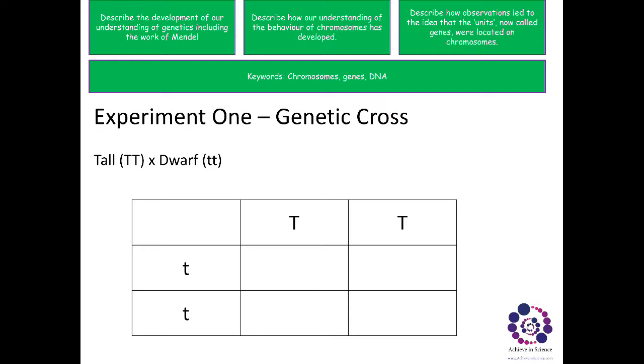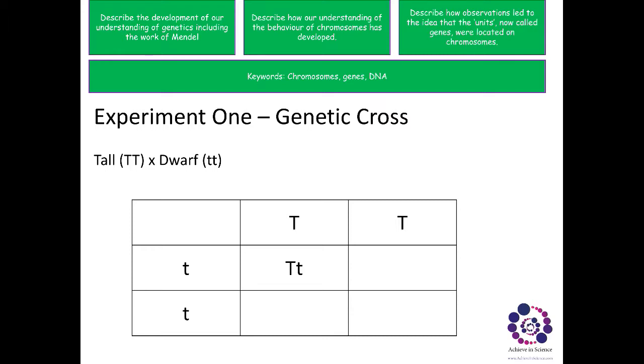Here we've got the capital letter T being the dominant allele. We've got the tall pea plant shown at the top, both having 2 dominant alleles, and the dwarf pea plant using a lowercase t showing the recessive alleles. We can now use these to see what the offspring would have.